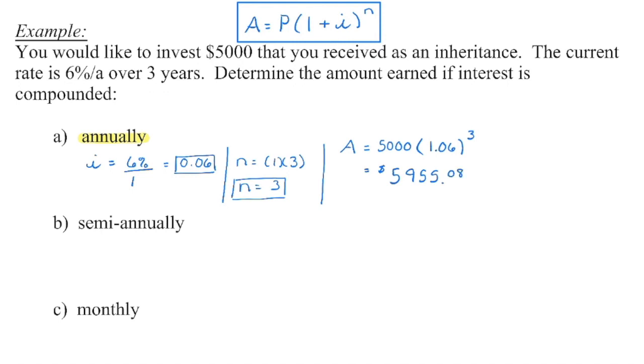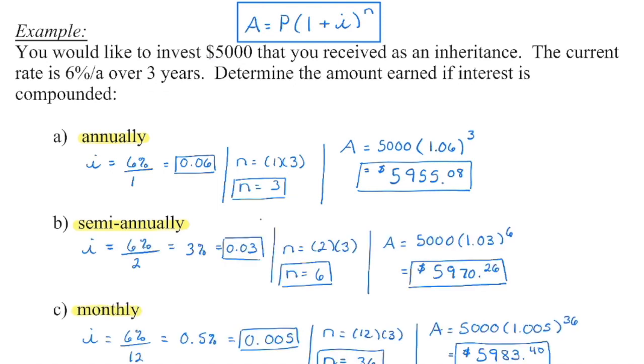$5,955.08. That's not adding anything new to the principal. So if you just put that money into an account that pays that interest rate, 3 years later, you don't touch it, you will have gained $955.08. I want you to pause the video and calculate the amount of money you would earn compounding semi-annually. And then I want you to also take the same amount of money and compound monthly and see how that compares.